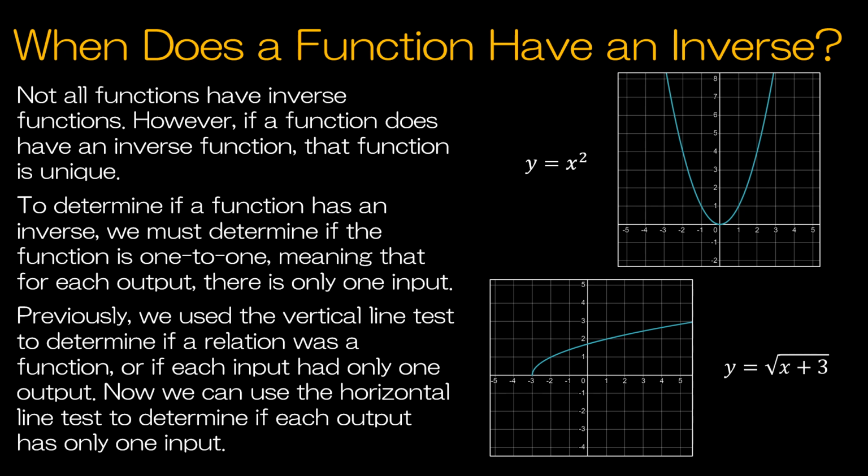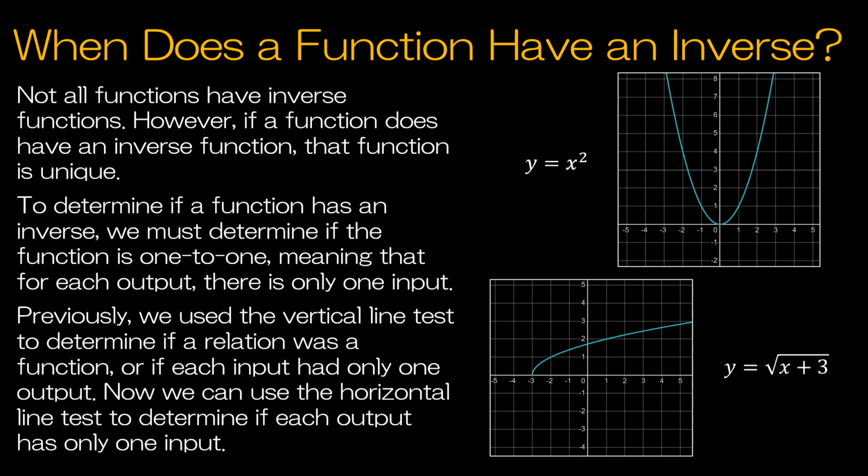Before we can find inverse functions, we need to know whether or not a function has an inverse, because not all functions do have an inverse. However, if a function does have an inverse, that inverse is unique, which means there's one and only one inverse function. So in order to determine if the function has an inverse, we determine if the function is one-to-one.